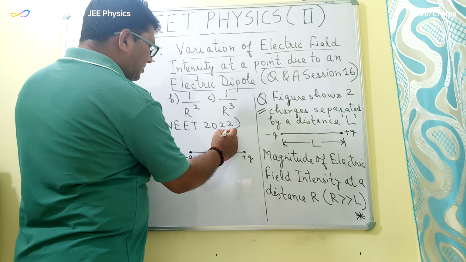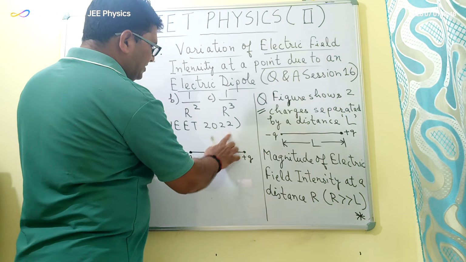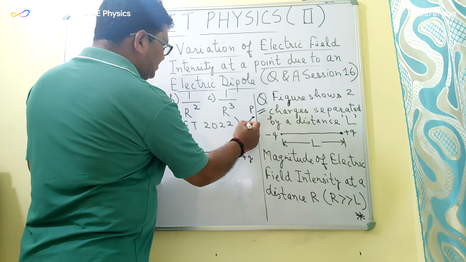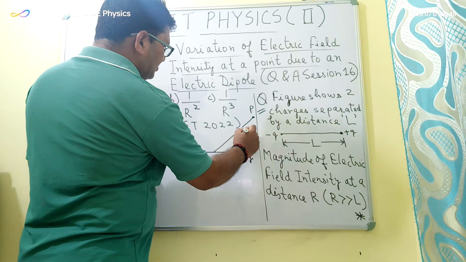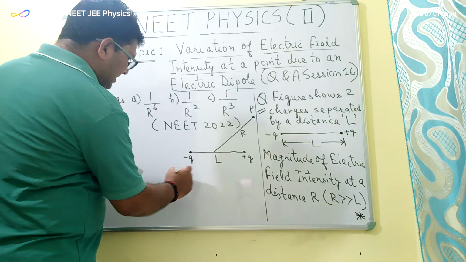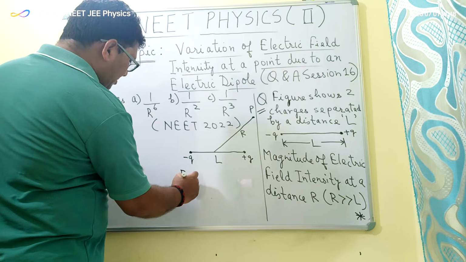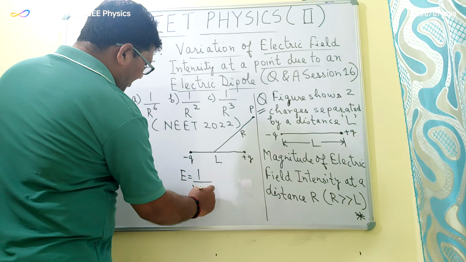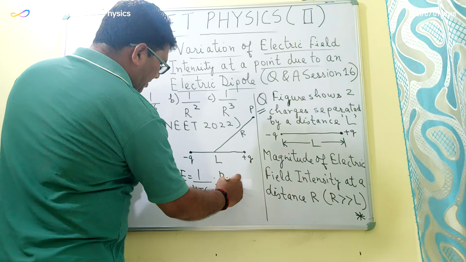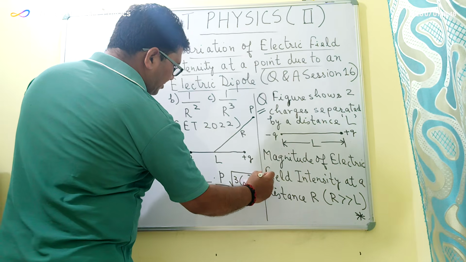So I am just taking any point here in free space. Let us consider a point P here. Now this point P is, say, at a distance R. Now this R is very large in comparison to L. So the intensity of the electric field due to this dipole at this point P, the general formula for it is, E equal to 1 by 4 pi epsilon naught into P divided by R cube under root 3 cos square theta plus 1. Here theta is what?